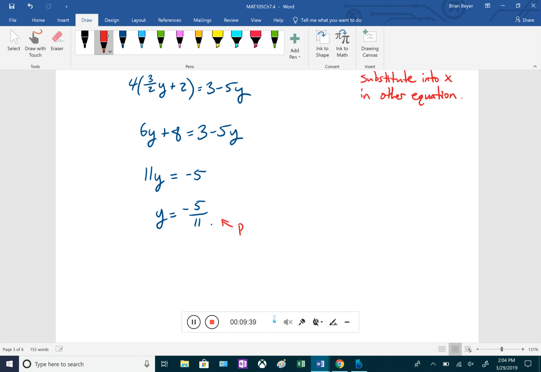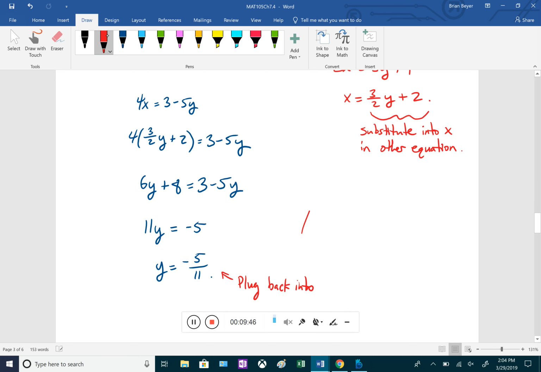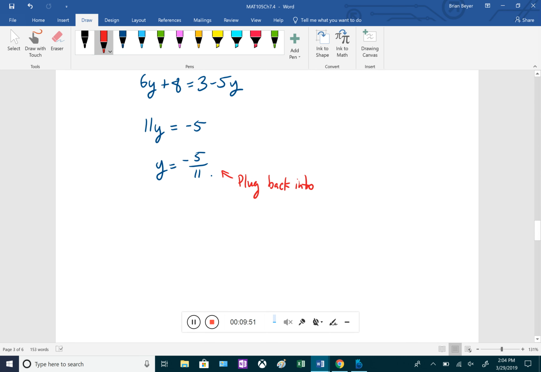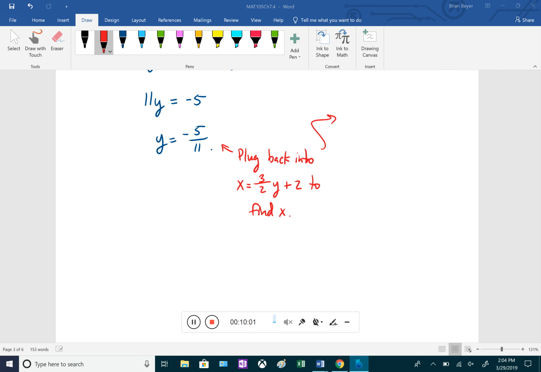Okay, and then we're going to take this and plug it back into that equation that we already had solved for x, all the way up here. So we're going to plug back into x equals 3/2 y plus 2. So starting with x equals 3/2 times y plus 2, we're going to plug in negative 5 over 11.